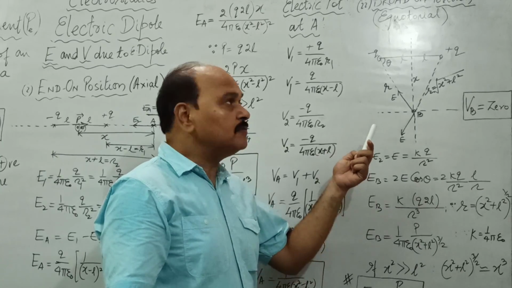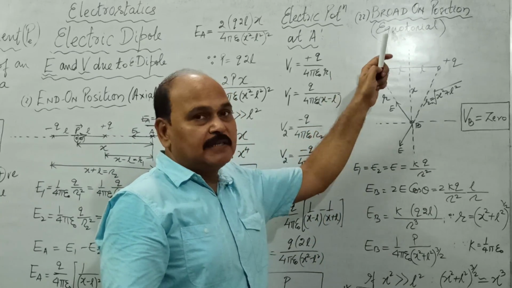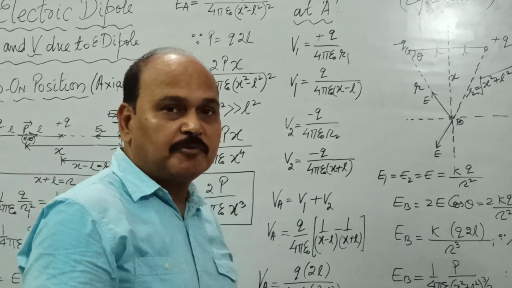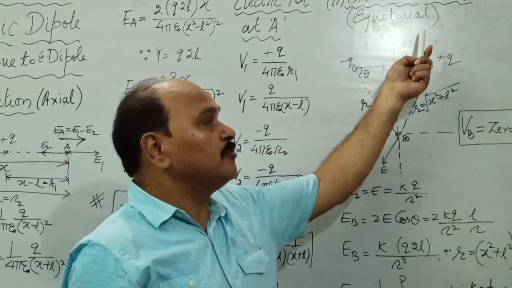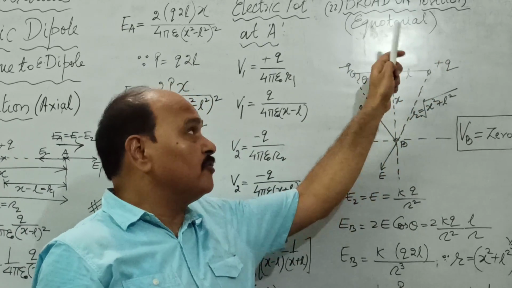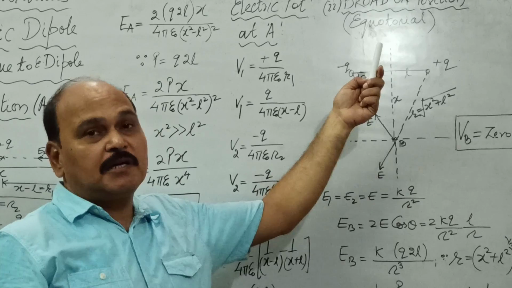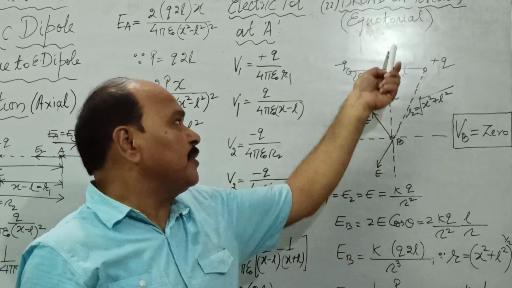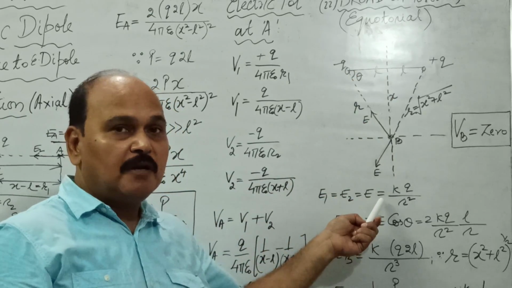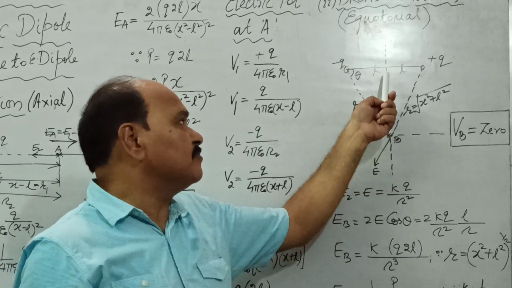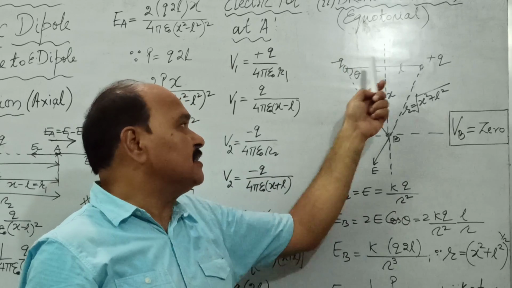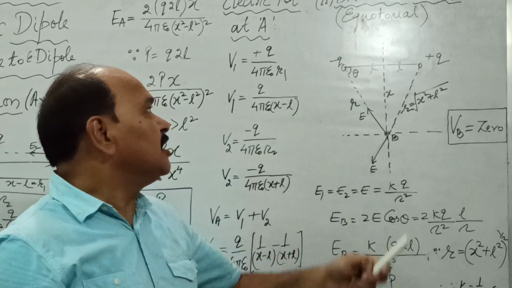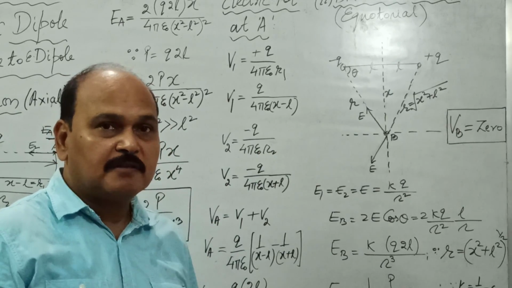Children, let us find out now the electric field intensity and electric potential at broad-on position. Broad-on position is also called the equatorial position. So, equatorial position or broad-on positions are any position over the perpendicular bisector. This is the perpendicular bisector of the electric dipole, and any position over this broad-on side is equidistant from both the charges and is said to be equatorial position or broad-on position.